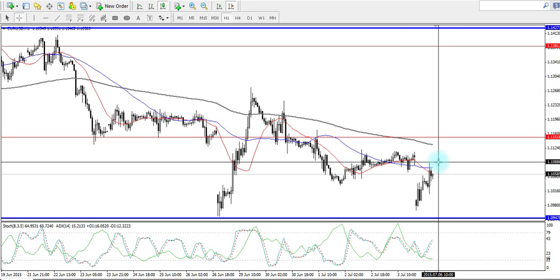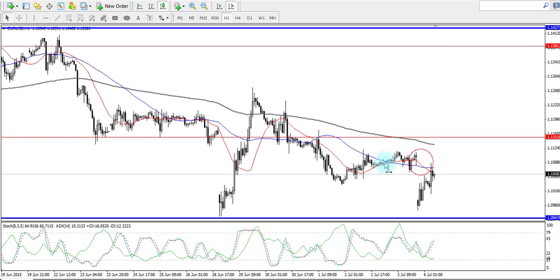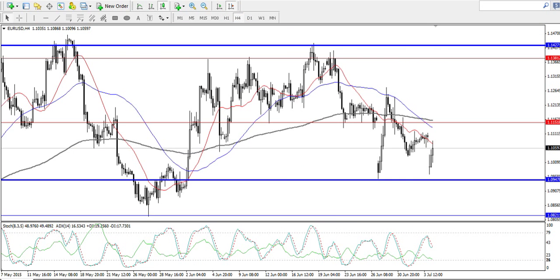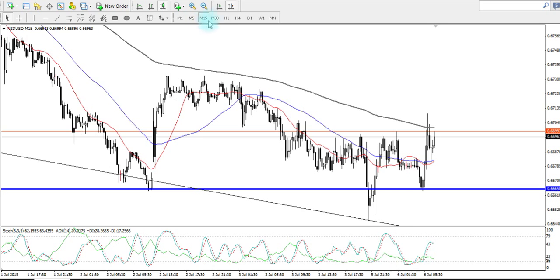Well, it is somewhere back to 1.1088 for a much better entry price instead. And of course, I'll be waiting for a chart pattern for a long opportunity. Alright, so that's for the euro against the US dollar, and next we have the New Zealand dollar against the US dollar.